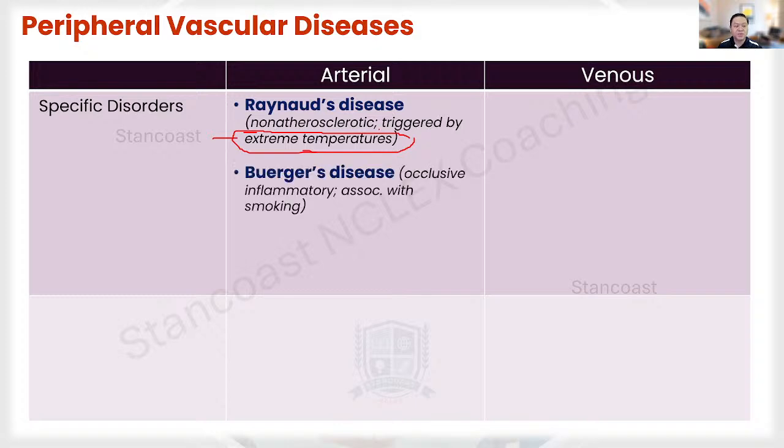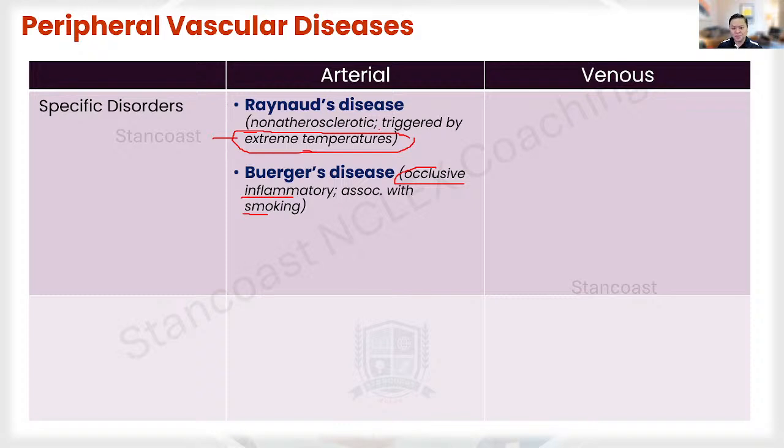Now moving into the next one, we have Buerger's disease. This is an inflammatory type of disorder. It is linked more with cigarette smoking. With that, this can subsequently cause blockage in the blood vessels, and this will lead to pain and also potential tissue damage, especially in the peripheral circulation. Again, this is an occlusive inflammatory disorder.